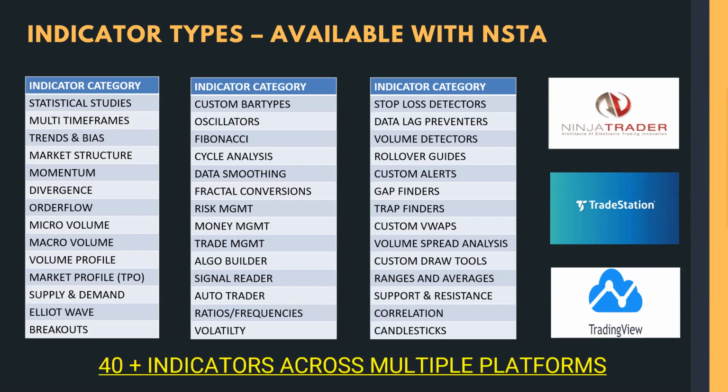And what we've done is we've basically built the Porsche for NinjaTrader, TradeStation, and TradingView. We've built over 40 indicators across multiple platforms that can do pretty much anything you could possibly need in terms of trading. And if we don't have it, I'm going to share with you how you can get it from us.